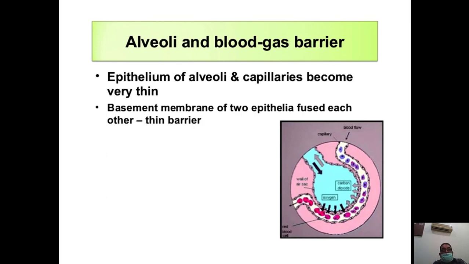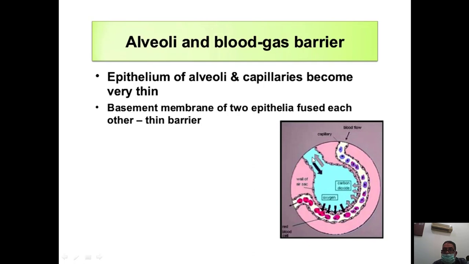It is very easy to describe the alveolar and blood gas barrier. This is the picture. The epithelium of the alveolus and the endothelium of the capillary, with their basement membranes, fuse, which forms a thin barrier. Now this is the blood capillary which is surrounding an alveolus.